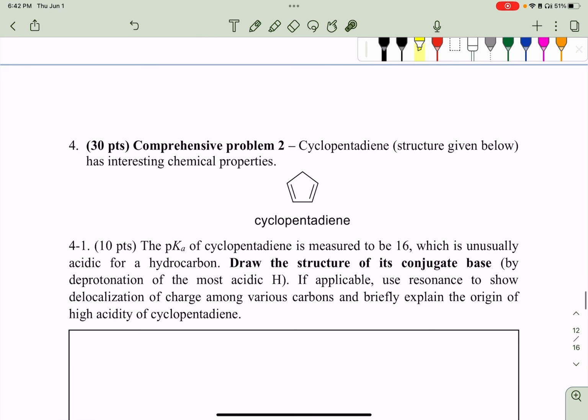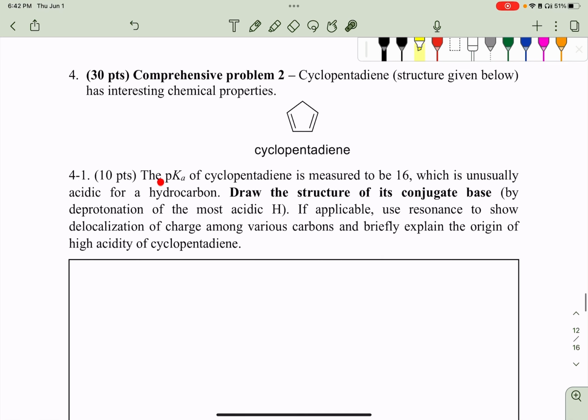Comprehensive problem number 2, cyclopentadiene. It has interesting chemical properties. The pKa of cyclopentadiene is measured to be 16, which is unusually acidic for a hydrocarbon. Now it asks you to draw the structure of its conjugate base by deprotonation of its most acidic hydrogen. If applicable, use resonance to show the localization of charge among various carbons and briefly explain the origin of high acidity of cyclopentadiene. This is a typical question.